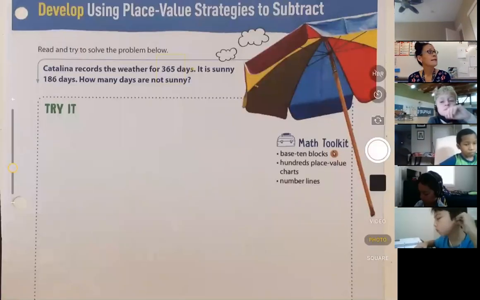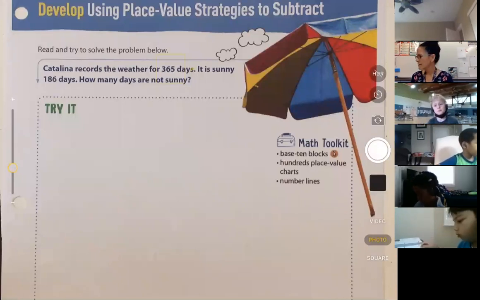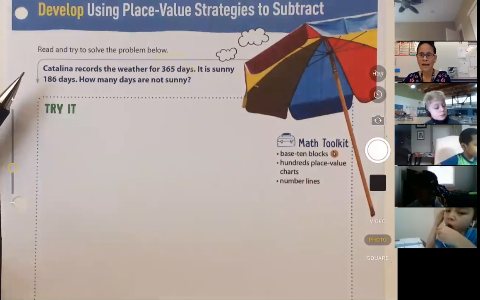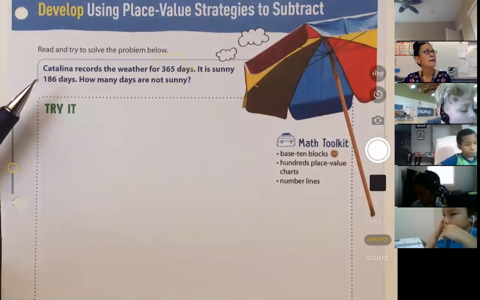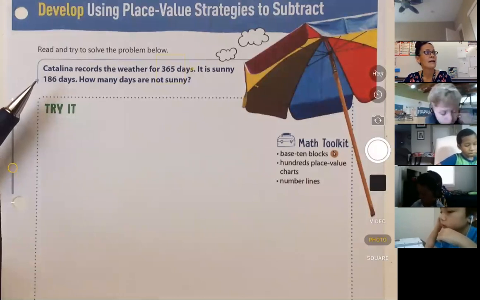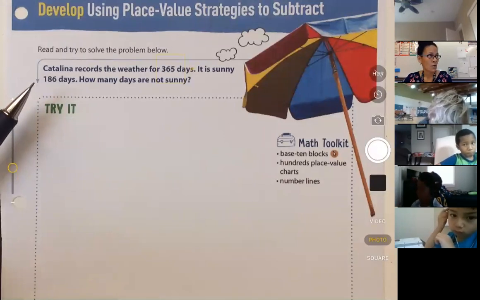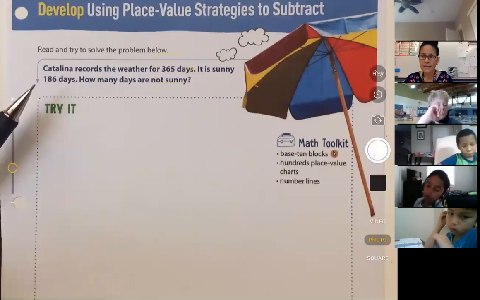So friends, let us keep going. Page 53. There is a question here that we are going to address. We are going to do the math and we're going to model it. Here we go. Catalina records the weather for 365 days. And just a little side note there, friends, 365 days equals 1 calendar year. It is sunny 186 days. How many days are not sunny?